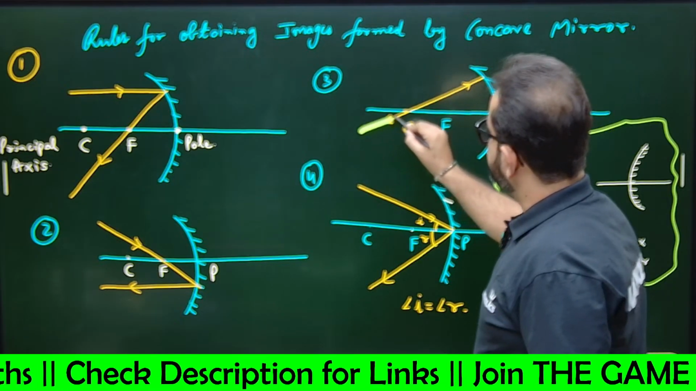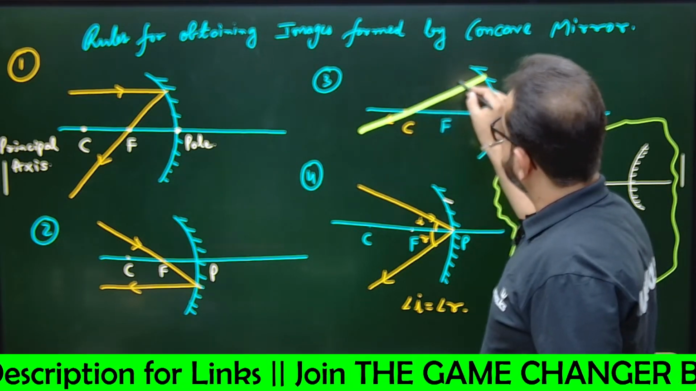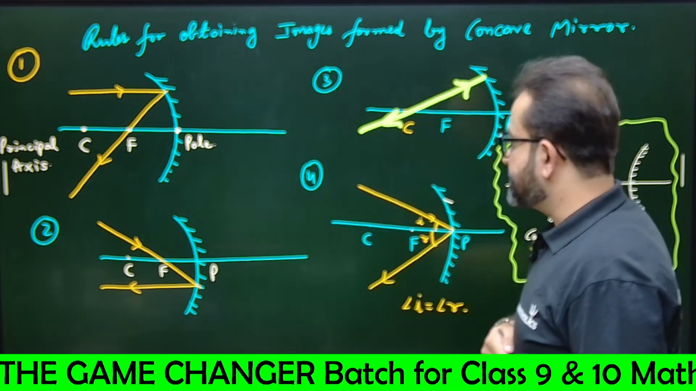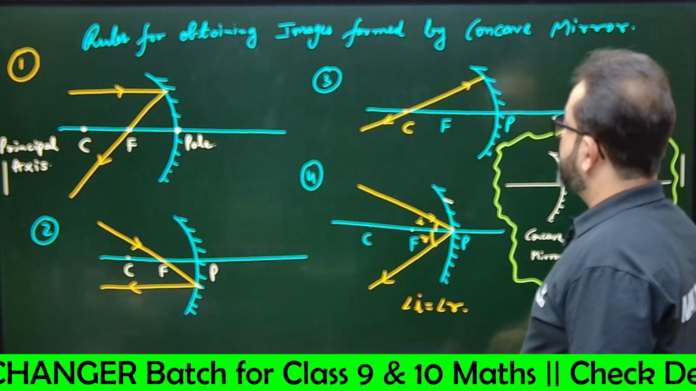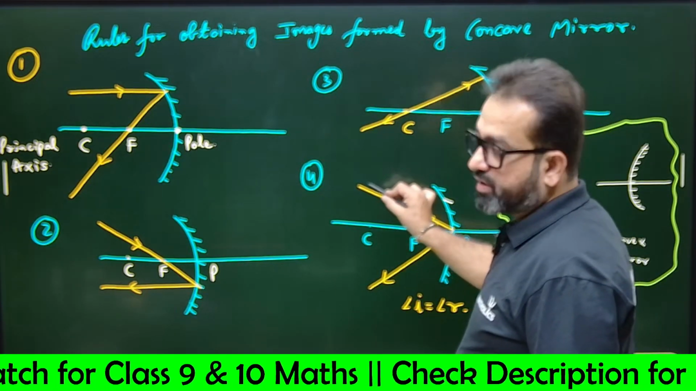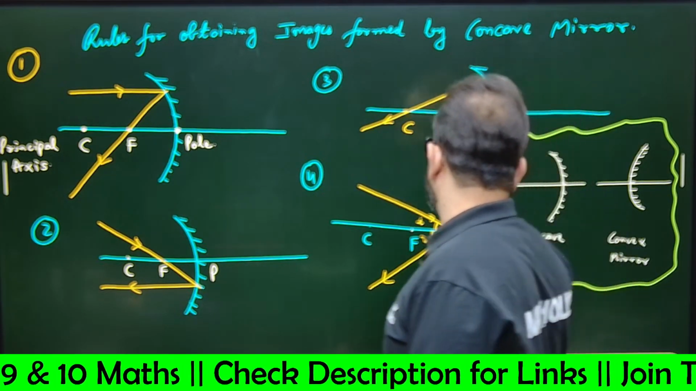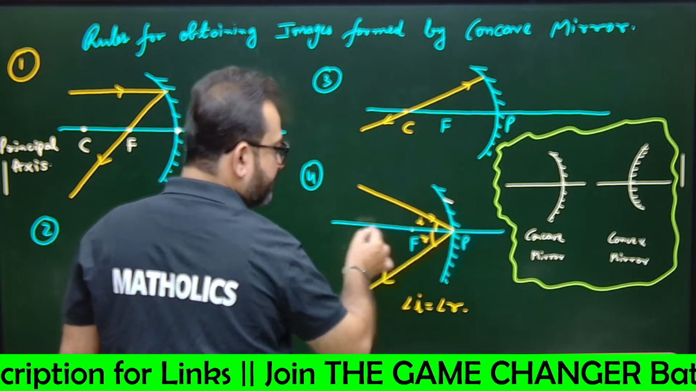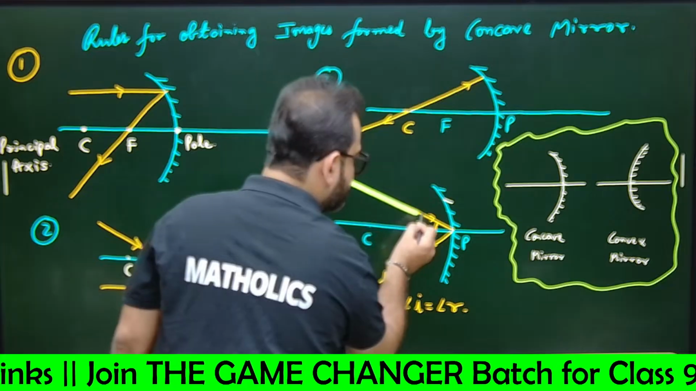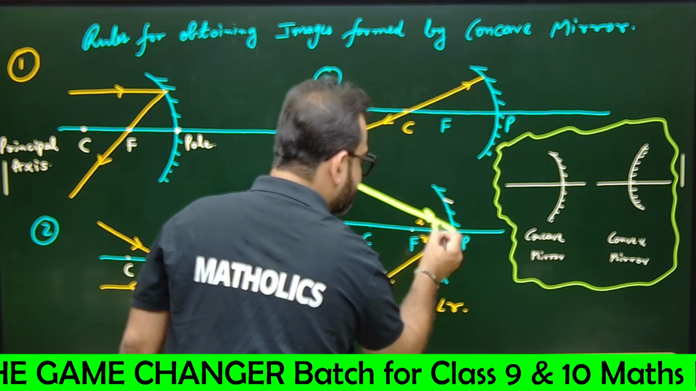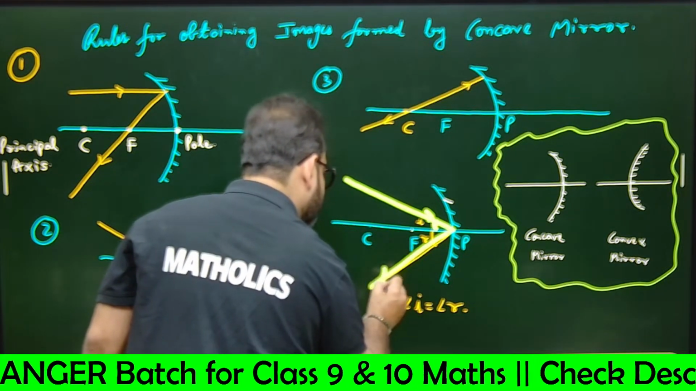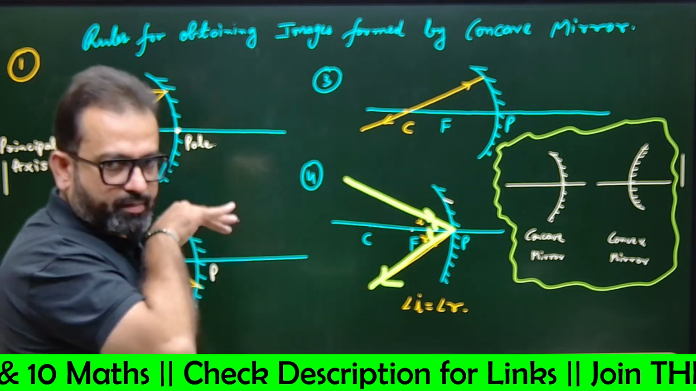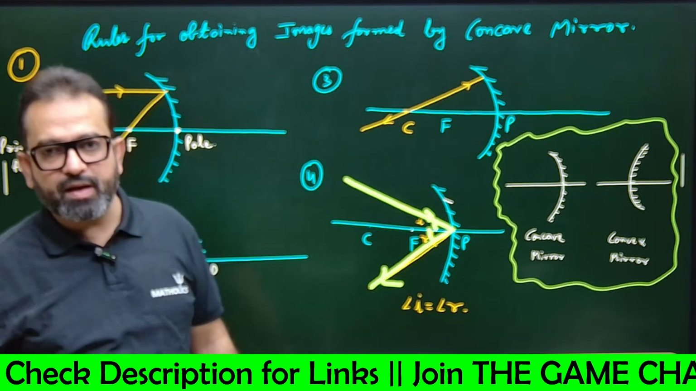Next case is a ray of light which is incident on the mirror coming from the center of curvature. It will be reflected back along the same path, right? Last but not the least, the ray of light which is incident on the pole. Say this is the concave mirror. This is the principal axis. A ray of light is coming like this. If this is the angle of incidence, the angle of reflection will be the same. This angle will be equal to this angle. These angles will be the same, right? So coming in this direction to the pole, it will be reflected back like this.